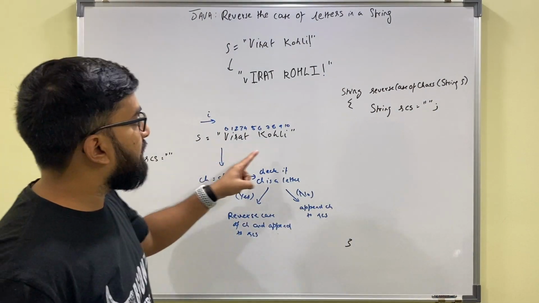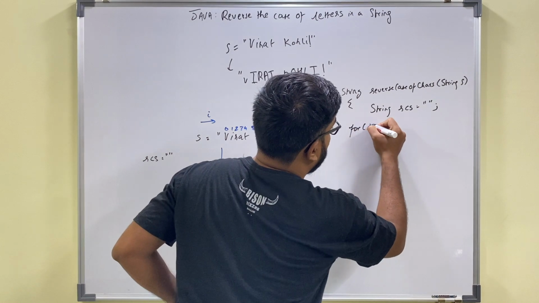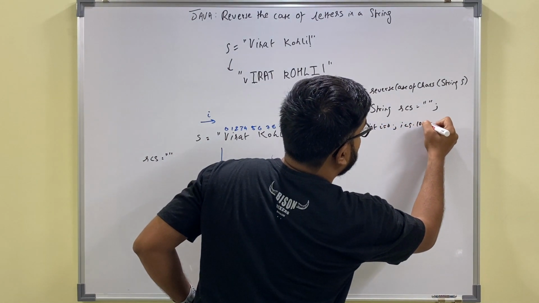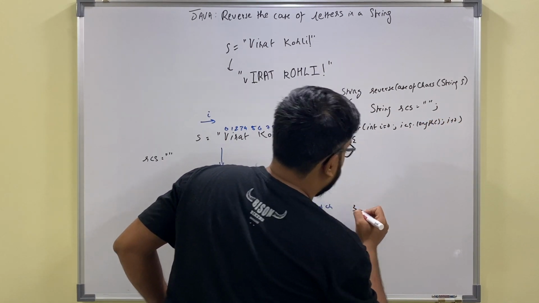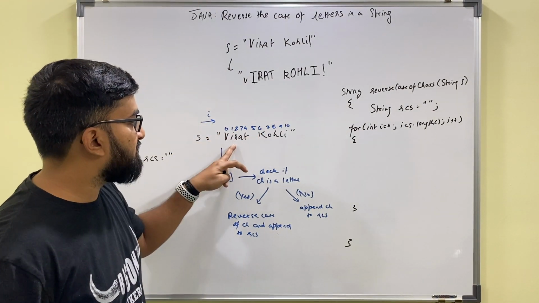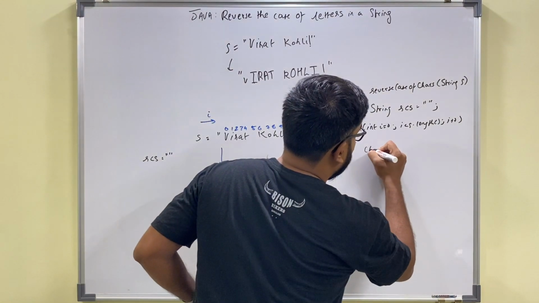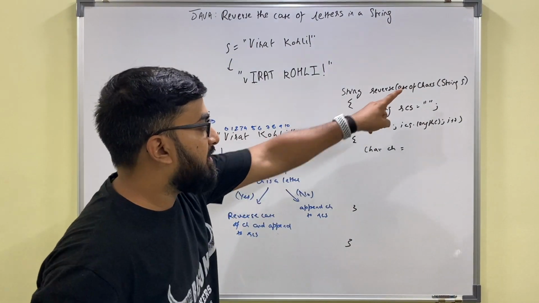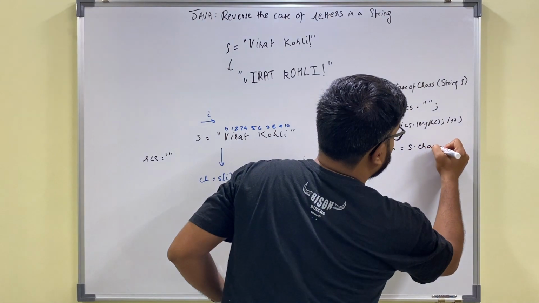Then I iterate this given string s from left to right, so I say for int i equal to 0, i less than s dot length, i plus plus. So i is taking all these indices for this given string, and for each index I get the ith character in ch. So I say char, this is going to be a single character, and to get the ith character in this string s, we use the charAt method, so we say s dot charAt.